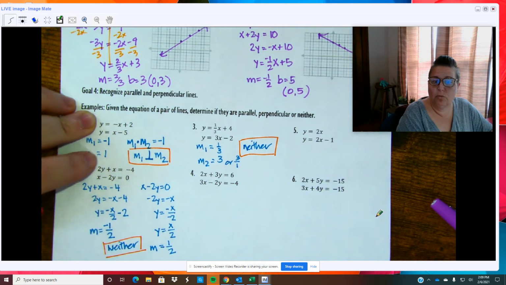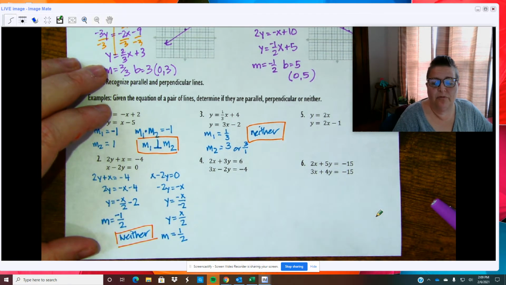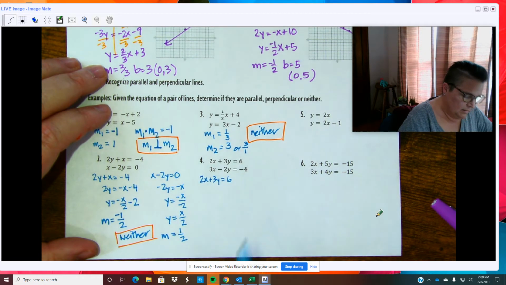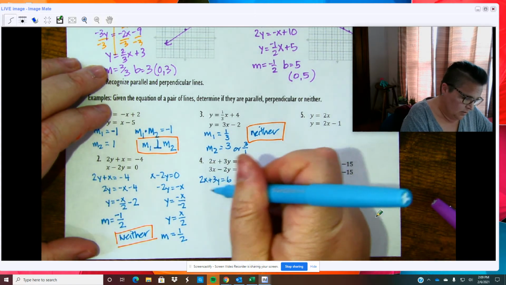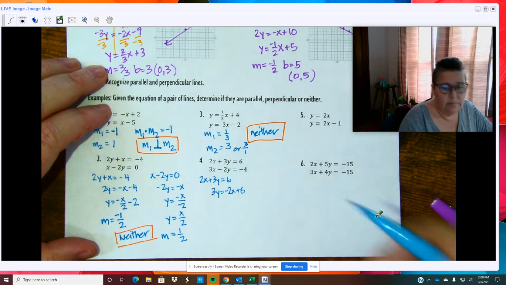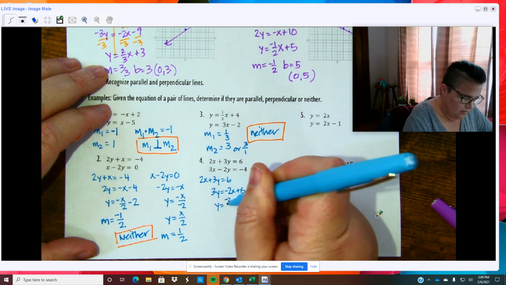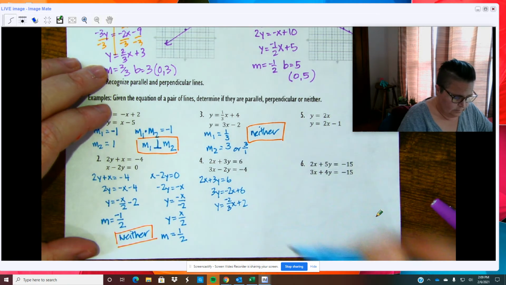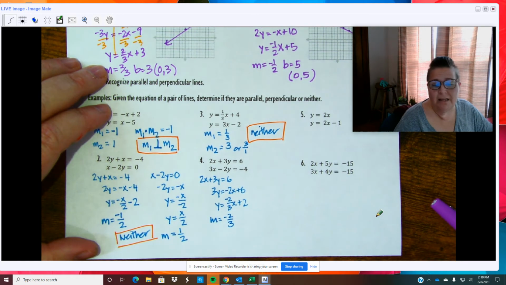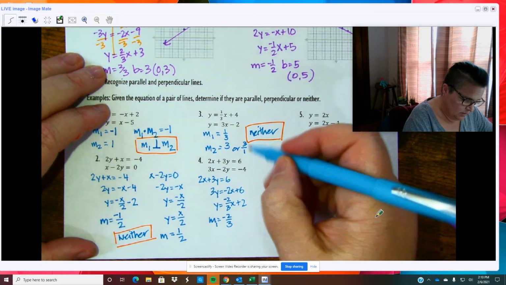Okay, great. Let's try number 4. Number 4 is not in slope-intercept form. It is in standard form. So I've got to take my 2x plus 3y is equal to 6 and solve this for y. So I'm going to move that 2x over. 3y is negative 2x plus 6. And then I'm going to divide each term by 3. So y would be negative 2/3 x plus 2. This tells me that my m is negative 2/3. It's the coefficient of the x. So my m from the first line, or m sub 1, is negative 2/3.